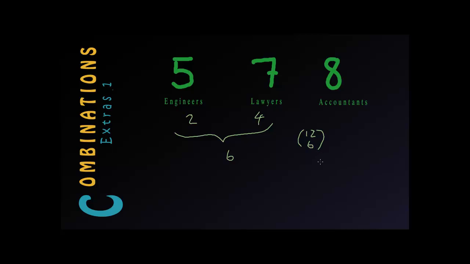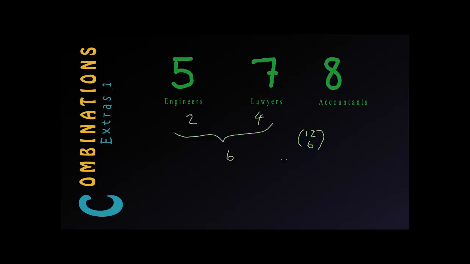Because 12 choose 6 implies that we are choosing a group of 6 among these 12 people, but this group of 6 may have more than 2 engineers or less than 2 engineers, or conversely, it may have more than 4 lawyers or less than 4 lawyers. So 12 choose 6 does choose 6 people, but it may not necessarily be the people that we need. So how can we ensure that we have exactly 2 engineers and exactly 4 lawyers?